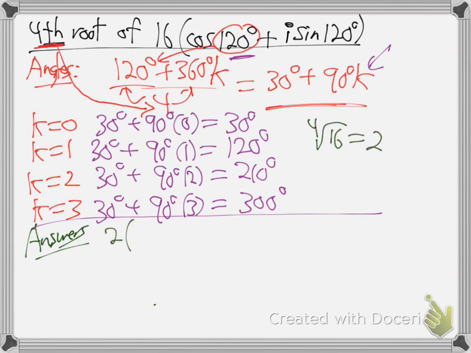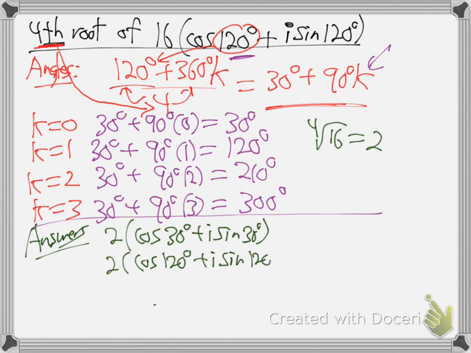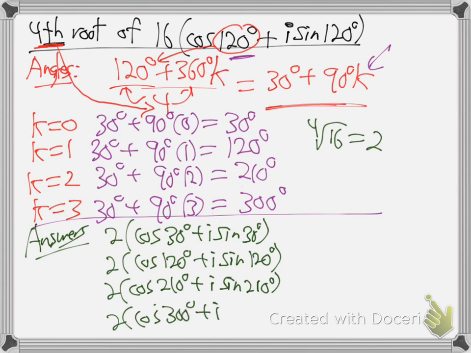So it's going to be 2. They're all going to have 2 in the front. Cosine of 30 plus i sine 30, and 2 cosine of 120. It's just those angles. We just do those 4 angles now. They're all the same setup with the 2 in the front. And 2 cosine 210 plus i sine 210 and 2 cosine 300 plus i sine 300. There they are, the 4 answers. So that's how we're going to do it every time.